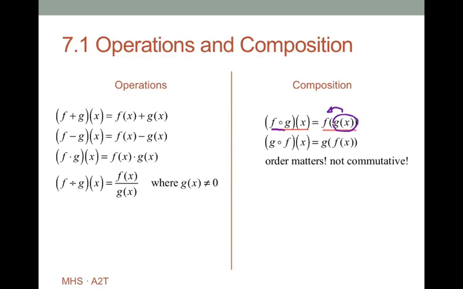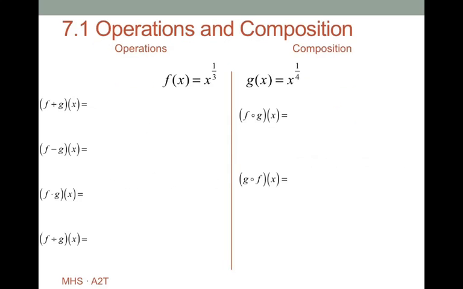So when you're looking at this function, you start with the g of x, and then you plug that result into f. So it's like you go from right to left when you're dealing with composition. Of course, order does matter with this. So here's an example. We've got two functions. Now we're going to do some fractional exponents since we're able to do that. Let's go ahead and try putting together combinations.